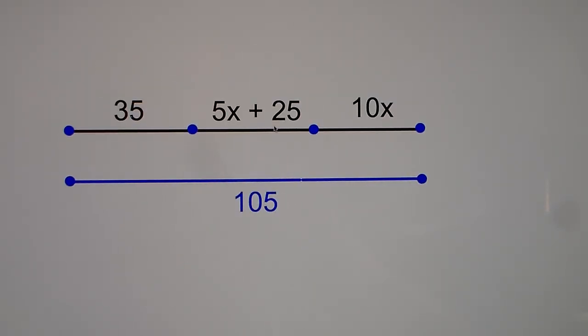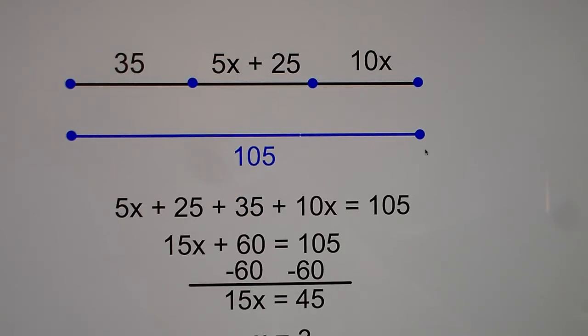Let's look at this one here. Same concept. This piece of 35 plus this piece of 5x plus 25 plus this piece of 10x is equal to this blue piece of 105. So these 3 pieces added together is equal to this 105. So I write that equation out.